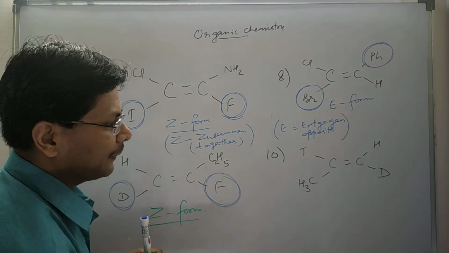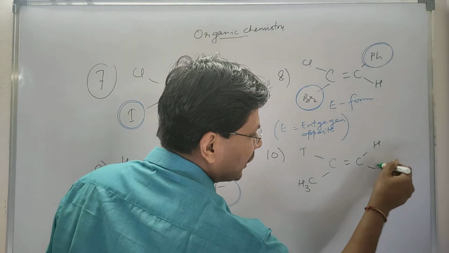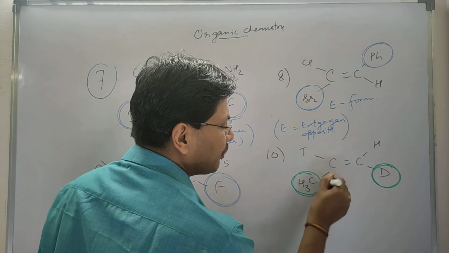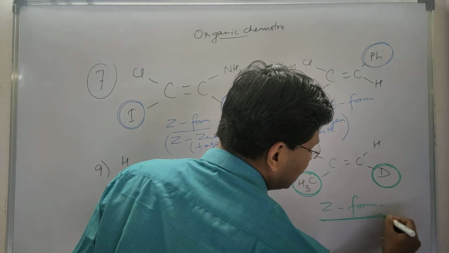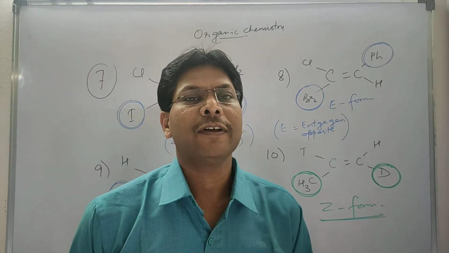Z means together. Now coming to question number 10, out of hydrogen and deuterium, deuterium will be given more priority, and out of tritium and methyl, tritium will be given more priority. So this is also Z form. So this was about your EZ nomenclature. Thank you, students.